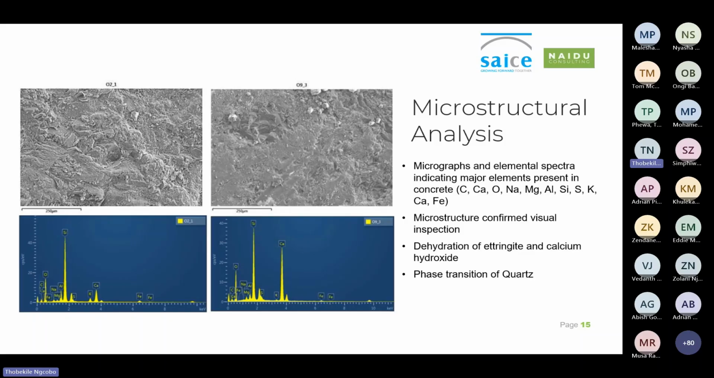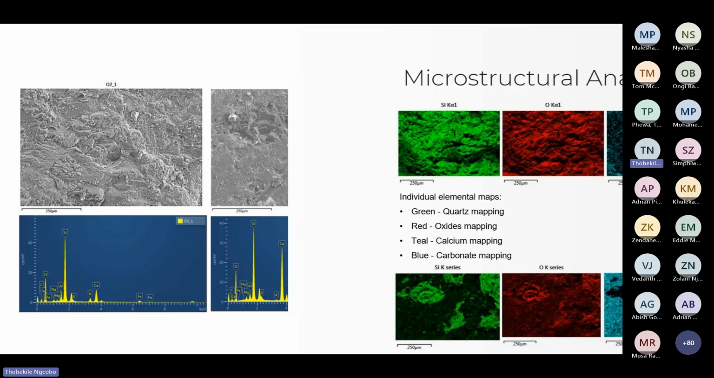However, the quartz particles in the samples did not undergo any phase transition, which normally occurs at around 570 degrees Celsius. This suggested to us that the structure had been exposed to temperatures below 500 degrees Celsius. So that meant the fire was high enough to cause surface damage, but not severe enough to compromise the internal structural integrity of the concrete.